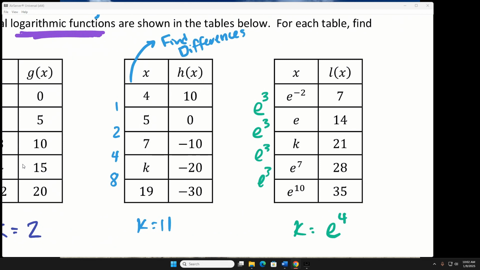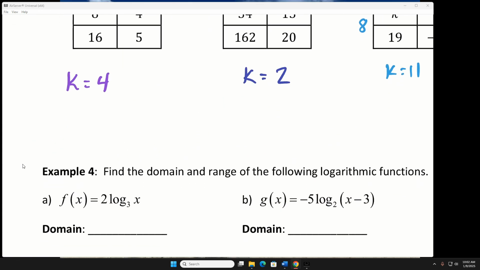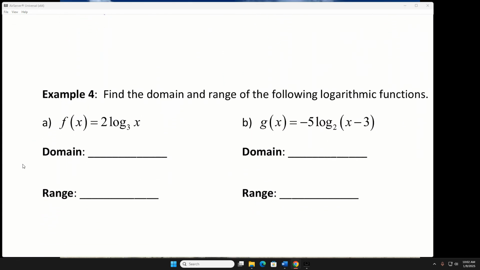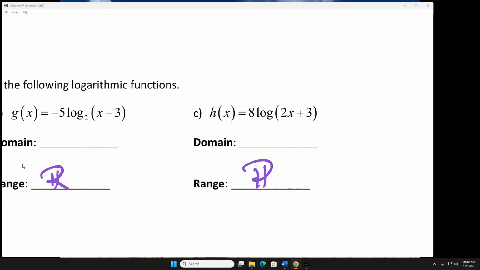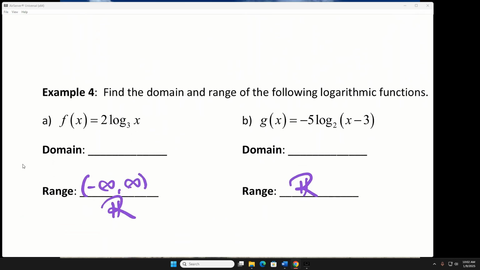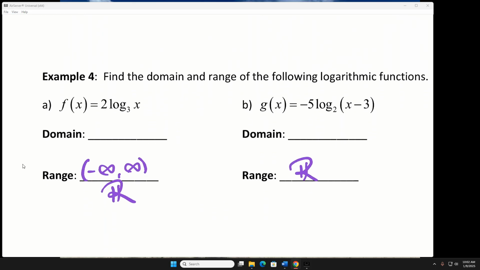All right, and then for example 4, we are going to find the domain and the range of each of these logarithmic functions. Now, I can go ahead and tell you what the range is. The range is all real numbers on a logarithmic function. So you can do all real numbers as negative infinity to infinity, or if you'd rather do this fancy R, you can do that. It's up to you. So it's easy. We don't even have to think about that. All right, and then for the domain, the argument, which in this case is x, has to be greater than 0.